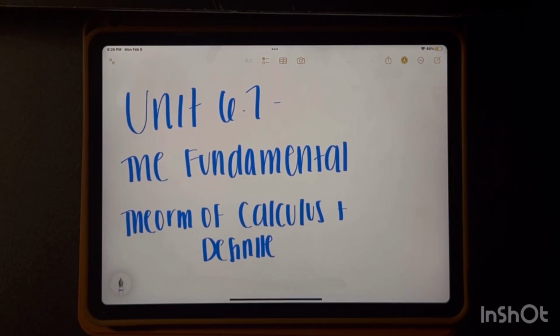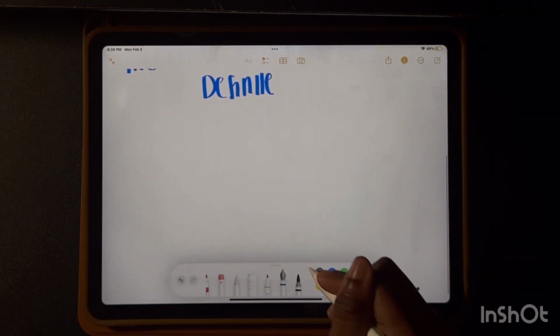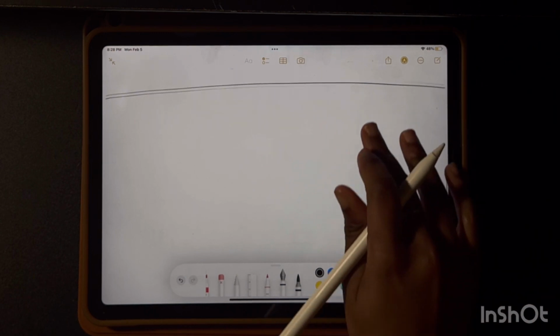Welcome to Unit 6.7. Today we're going to talk about the fundamental theorem of calculus and definite integrals. This is where we're going to learn about antiderivatives.